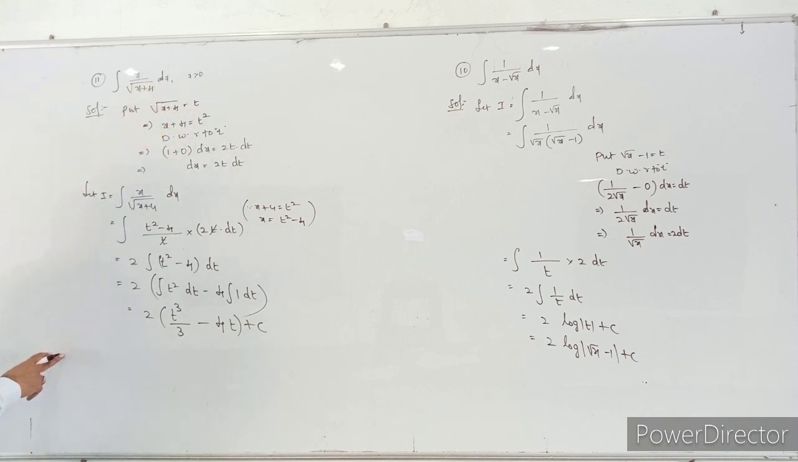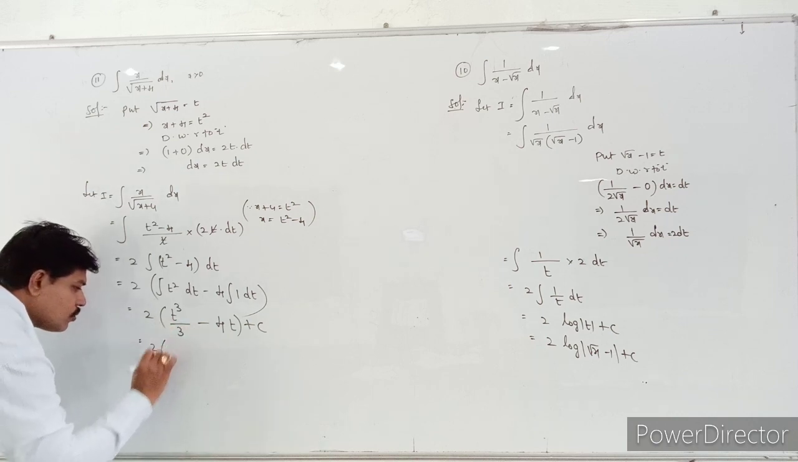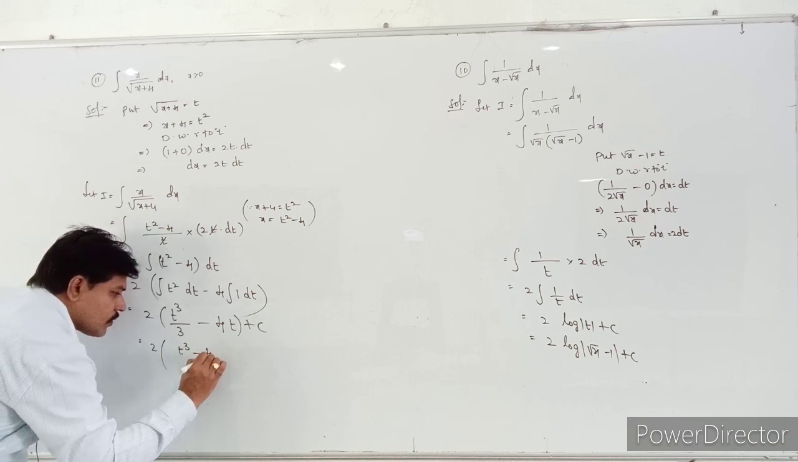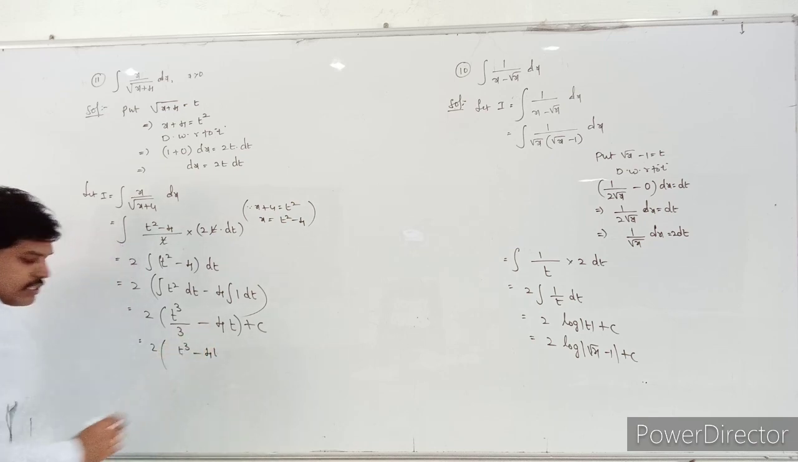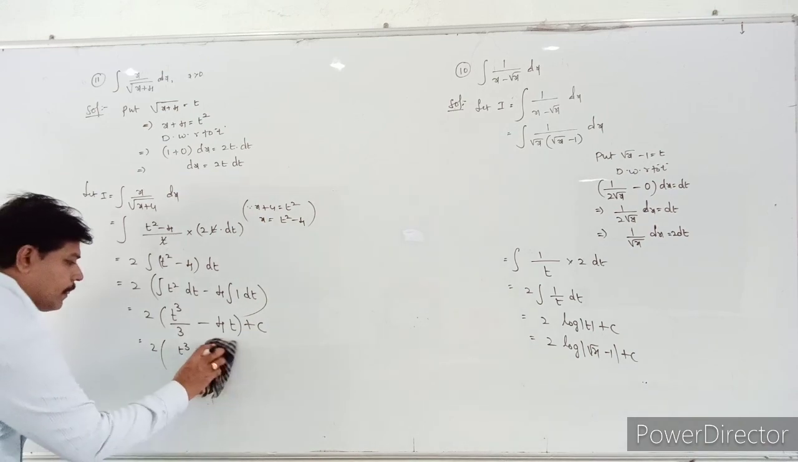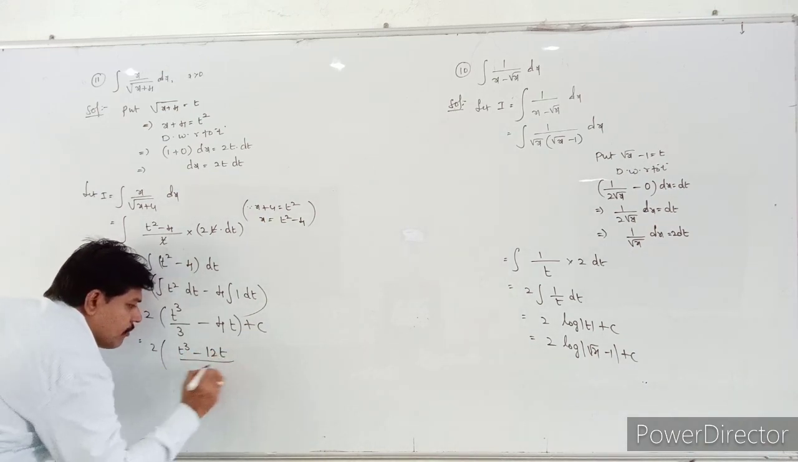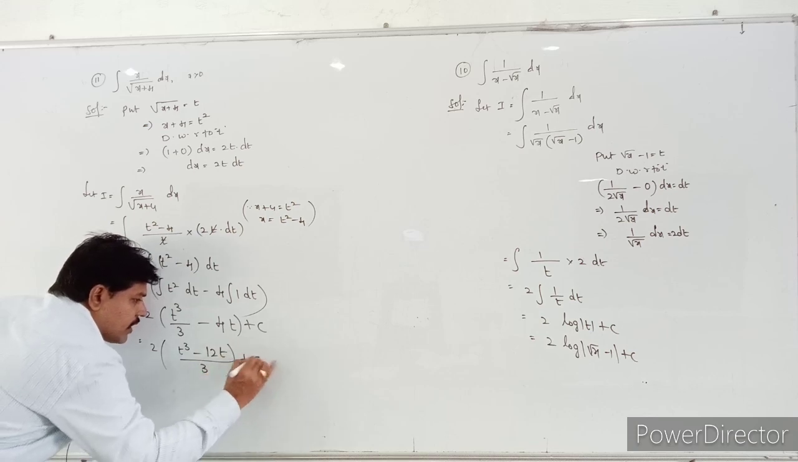So what we will do is, first I will take the 3 LCM. What happens? 2 into t cube minus 4 into 3. That is nothing but 12t by 3 plus c.